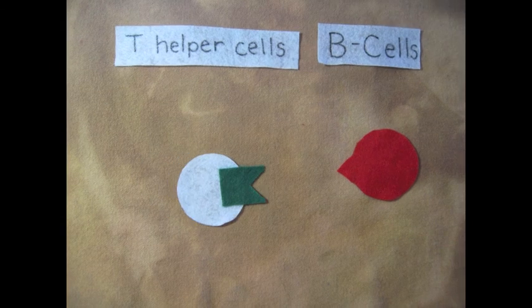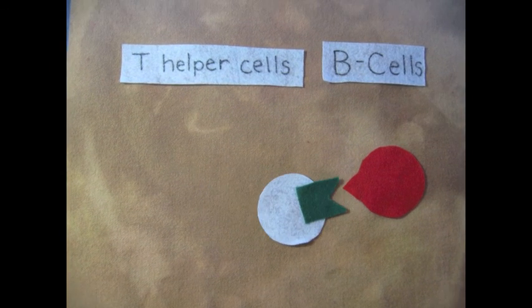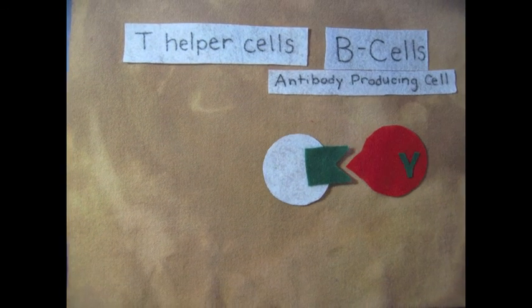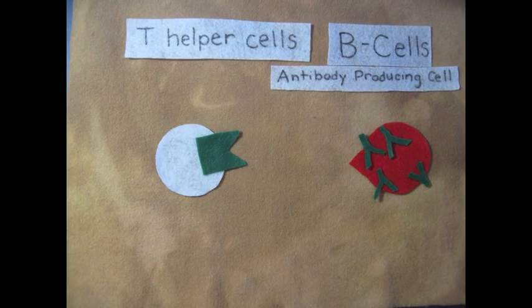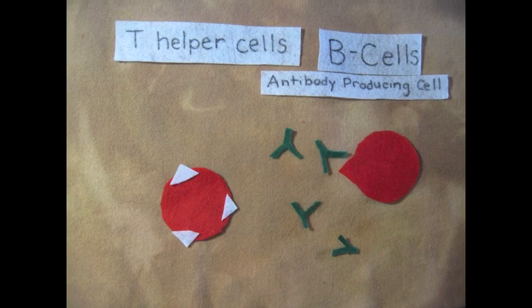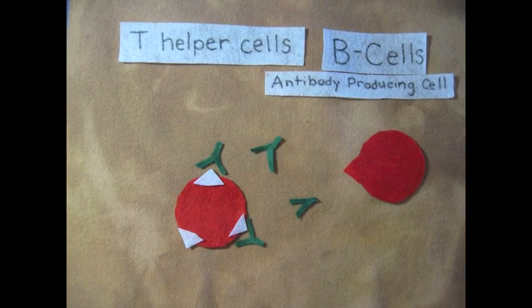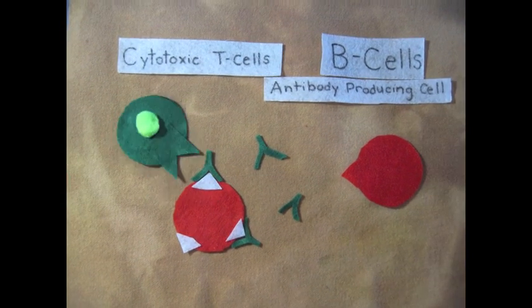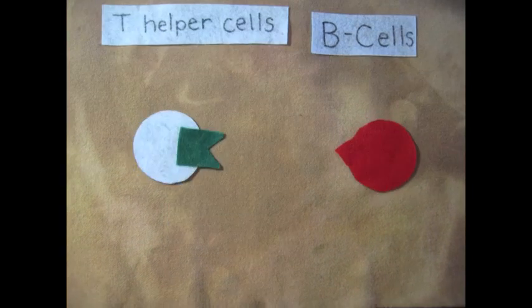B cells also recognize specific antigens when they get activated by T helper cells to turn into plasma cells that are antibody factories that flood the bloodstream with antibodies, which then bind to the antigens on the surfaces of infected cells and mark them for destruction. This is called the primary immune response.